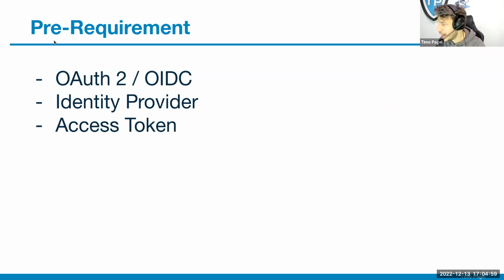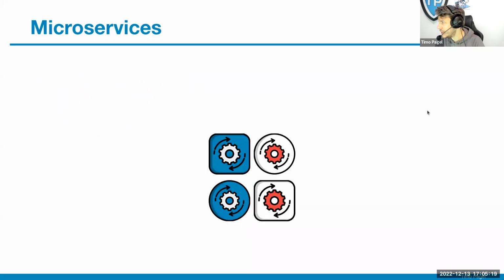So for this talk, you will need some knowledge. I assume that you do have knowledge in OAuth and OpenID Connect. You know what an identity provider is and an access token. You don't need more knowledge about it, but that is what I assume. So, as I said, we will focus on microservices here. You can do a lot of other things with OPA, but we focus on microservices.